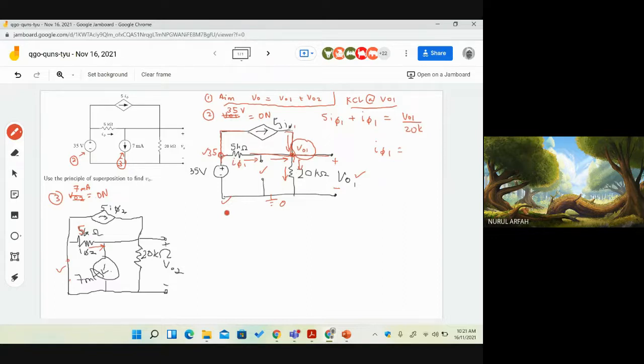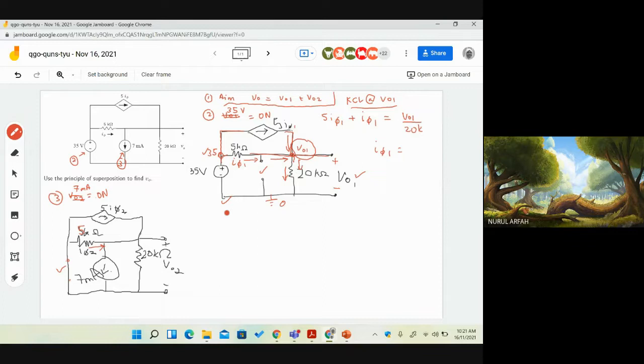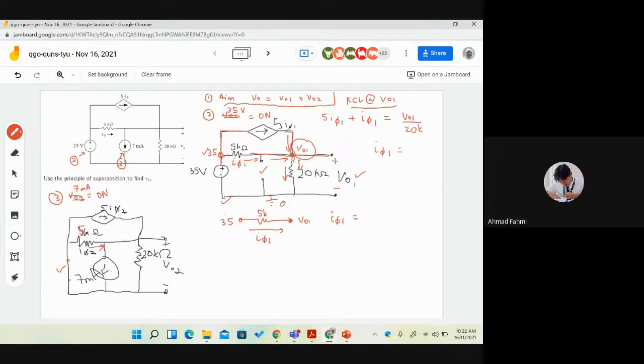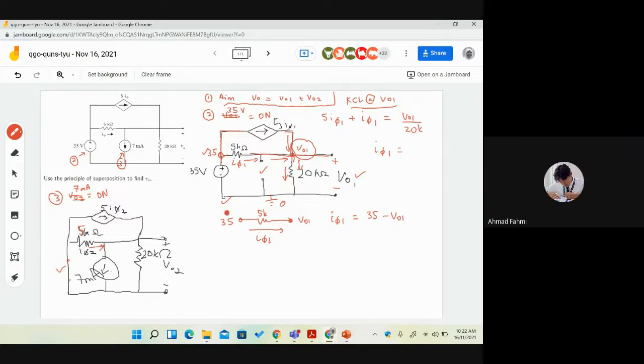Anyone volunteer? V node 1? Are you sure? You can take out this one. This is the resistor 5k, and then the value is 35, and then the current direction is this way. This is I51, right? So what should you do? This is V node 1. What is I51? 35 minus V node 1, yes, correct. And then over 5k. Yes, correct.